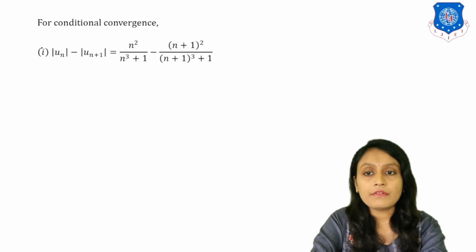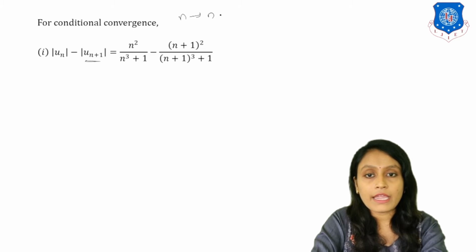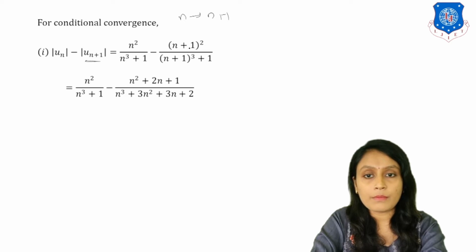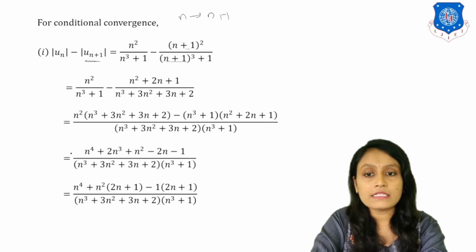For that, we will take mod Un minus mod Un plus 1. Here we will apply the Leibniz test for the alternating series. So mod Un minus mod Un plus 1. Mod Un is given, that is n square upon n cube plus 1. Write down mod Un plus 1: in place of n, we have to write n plus 1. So you will get (n plus 1) whole square upon (n plus 1) whole cube plus 1. Now further simplify this. Apply the formula, cross multiply and simplify.